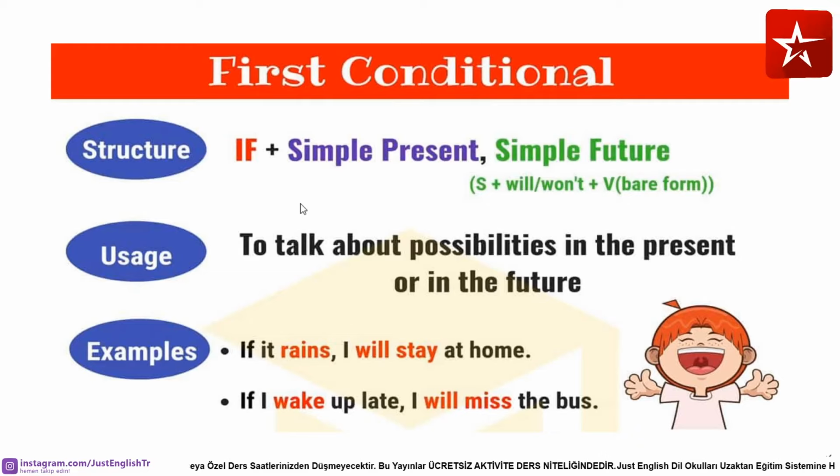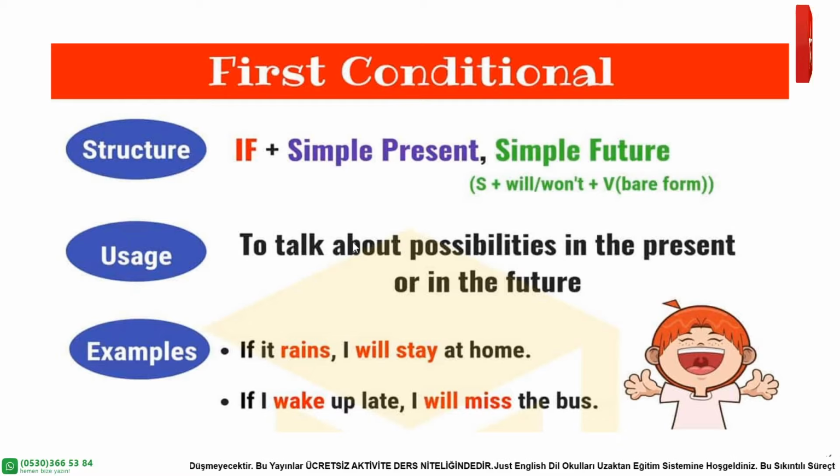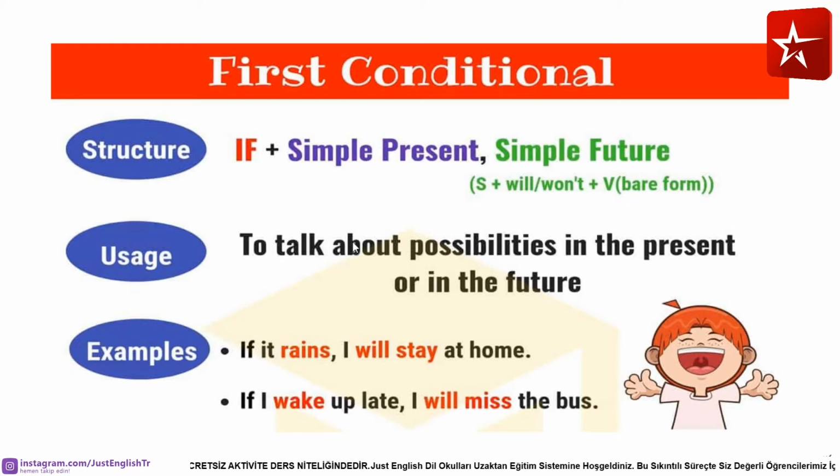And you can ask me why we use first conditional sentences. It's a really good question. Why do we use first conditional sentences? Can you tell me if you know? If you don't know, I will explain in more detail. Don't worry about that. If we talk about possibilities, something that may happen or can happen in the present or in the future, we can use these conditional sentences.